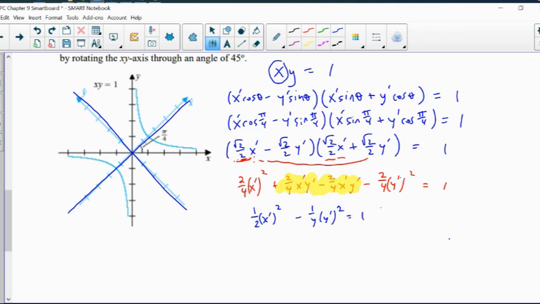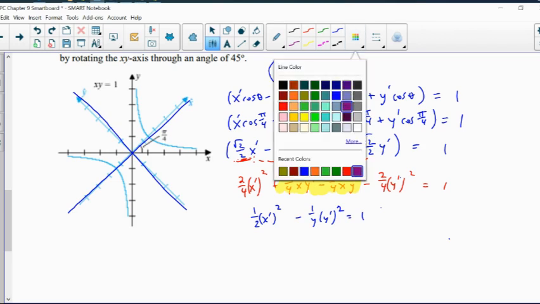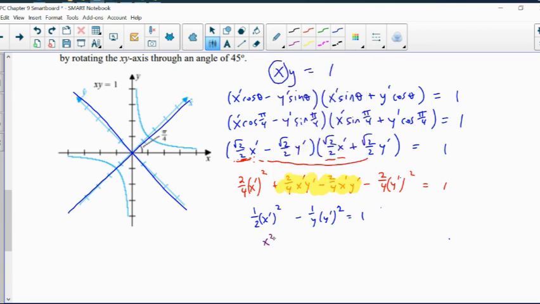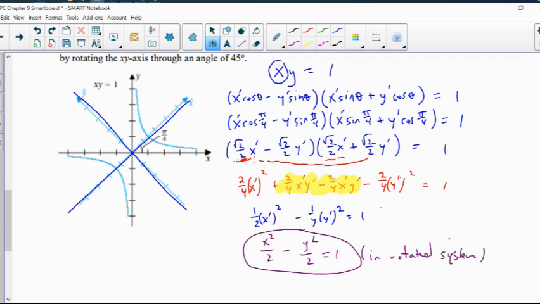Now, at some point it gets tedious to keep writing prime, prime, prime. So once we know we're in the new system, the rotated system, I could write x squared over 2 minus y squared over 2 is equal to 1, in the rotated system. And this is characteristic of a hyperbola. It's a difference of quadratics set equal to 1. We know it's a hyperbola, which is fantastic.